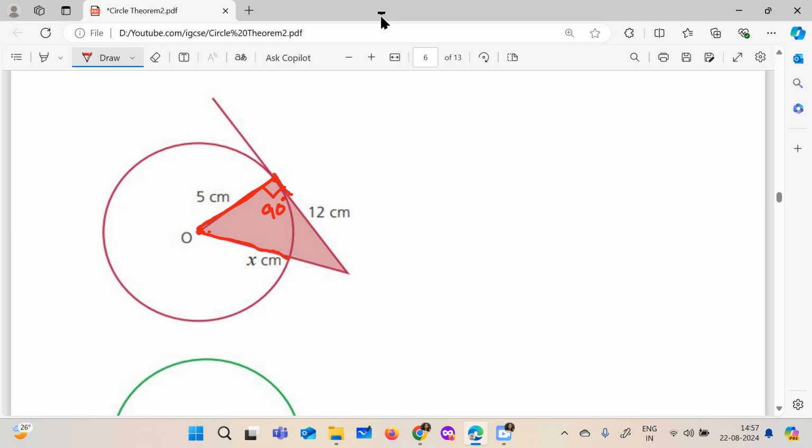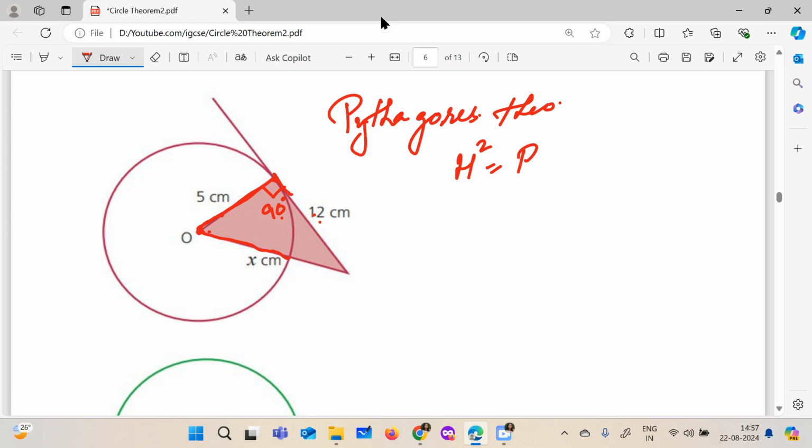Because the radius and tangent form 90 degrees, we have a right triangle here. As soon as you see a right triangle, you must remember the Pythagoras theorem if you have to find any missing length. What is the Pythagoras theorem? Hypotenuse squared is equal to perpendicular squared plus base squared. And what is the hypotenuse? The hypotenuse is the side opposite to the 90-degree angle. Always remember this. You cannot just say it's the longest side. It is always opposite to 90 degrees.